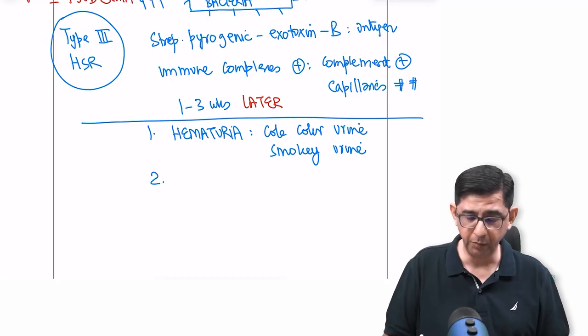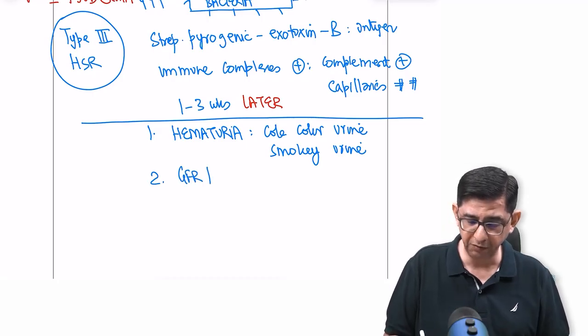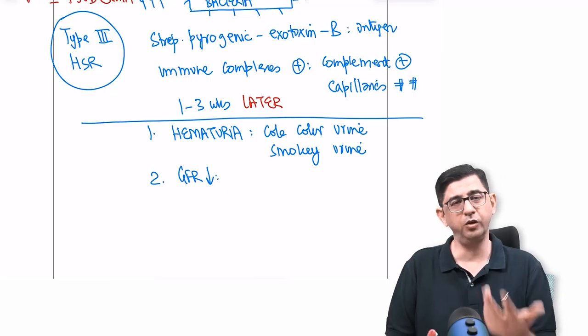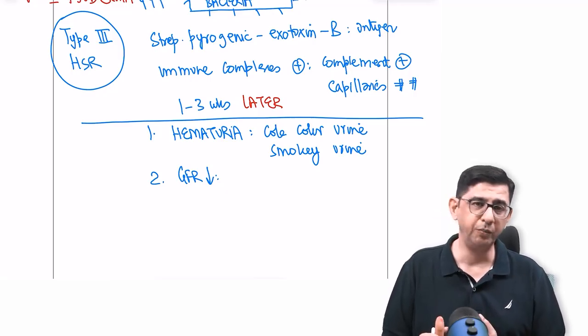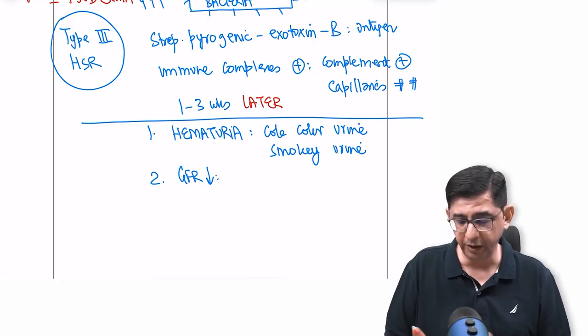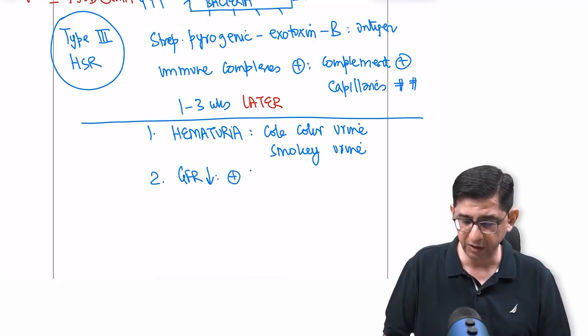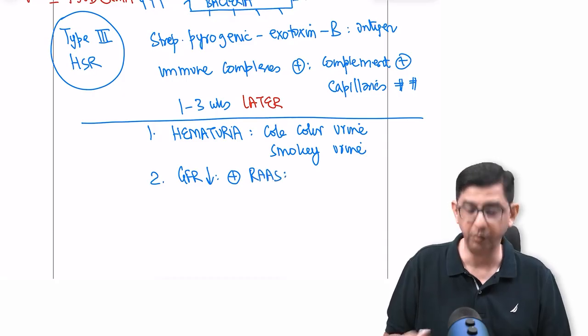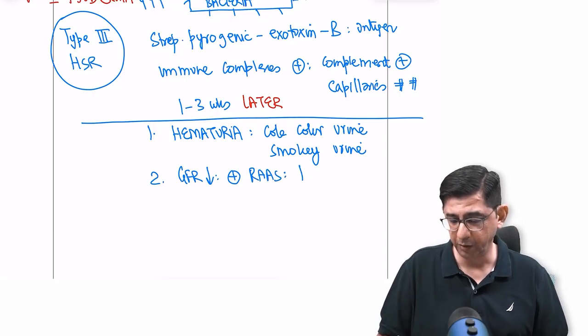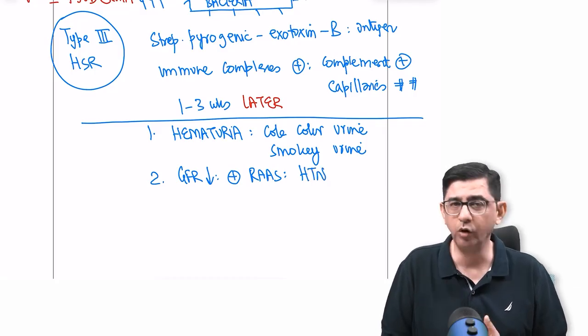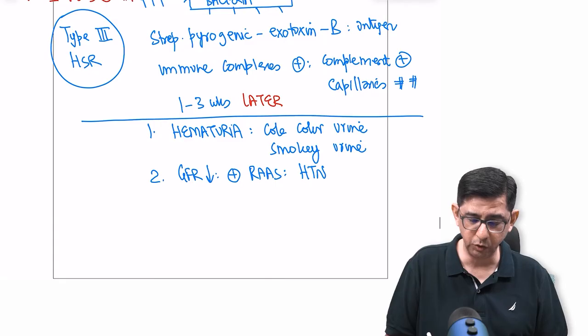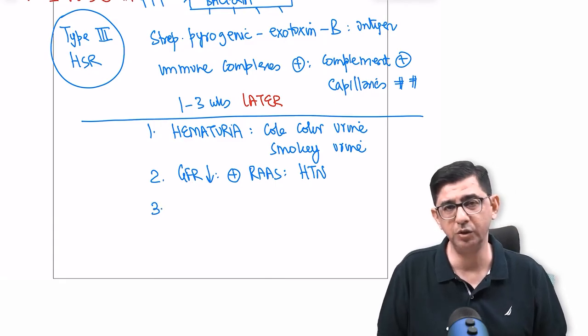Also, because the renal capillaries are getting affected, GFR will also be less, because filtration happens across the renal capillaries. So the capillaries are damaged, and the glomerular filtration rate also drops. This activates the RAS system, and therefore you get a high renin hypertension, and the hypertension in kidney disease is already always very severe and difficult to handle. So you will have to give ACE inhibitors to these patients.